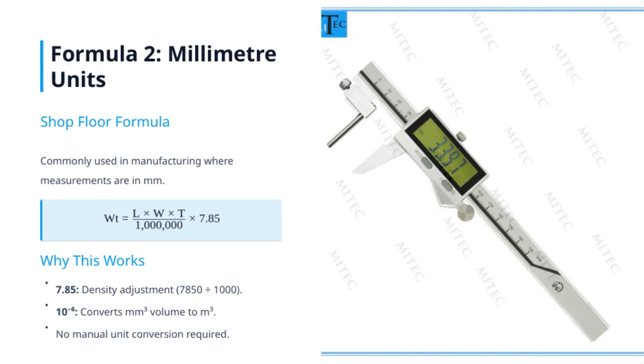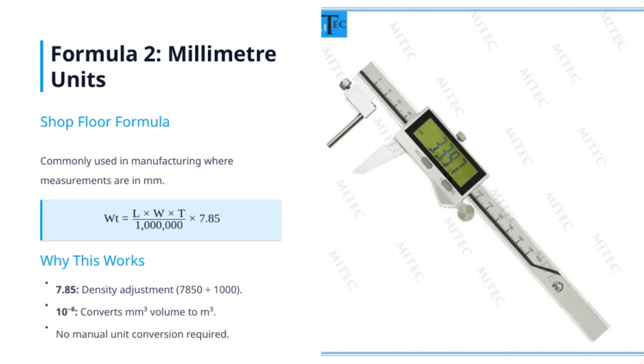Next, we have the number 7.85. This is our density adjustment factor, derived from dividing 7,850 by 1,000. It's used to account for the material's density, especially when dealing with steel or similar materials, and it helps us convert measurements into the correct scale for calculations.